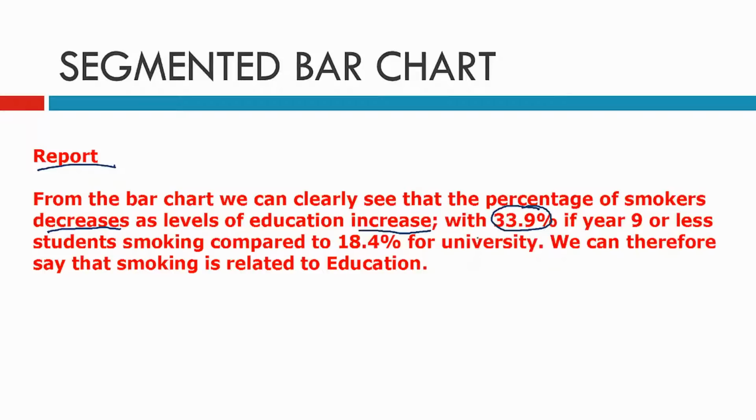And we continue with 33.9% of year 9 or less students smoking, compared to 18.4% for university. So you can see from 33.9 in year 9 or less that it's dropped to 18.4 for university. We can therefore say that smoking is related to education. So we would assume, as I said before, that as you get older, you get wiser and you realise smoking is bad for you, and therefore you do stop.